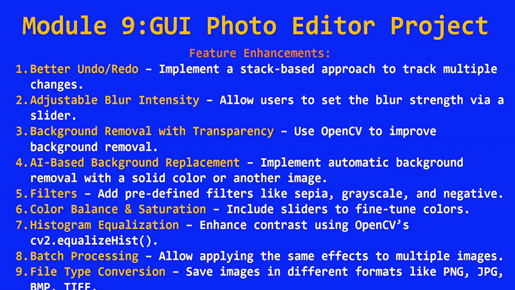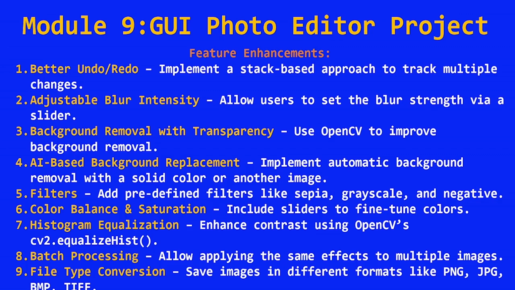It will also contain background removal with transparency, which will use OpenCV to improve background removal. And number four, we're also going to embed AI-based background replacement, which will implement automatic background removal with a solid color or another image. Number five, we'll have filters, which will add predefined filters like sepia, grayscale, and negative. Number six, we'll have color balance and saturation, which will include sliders to fine-tune colors.